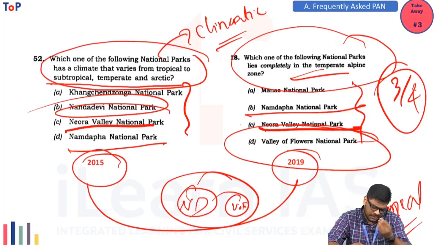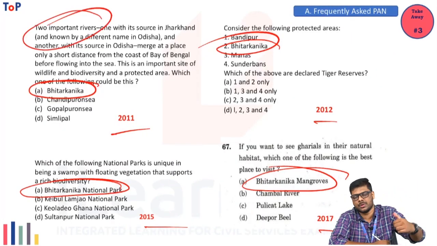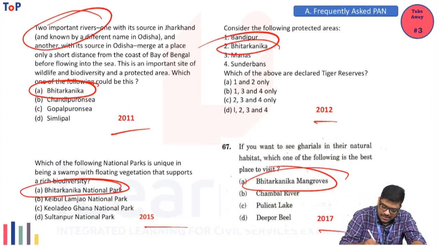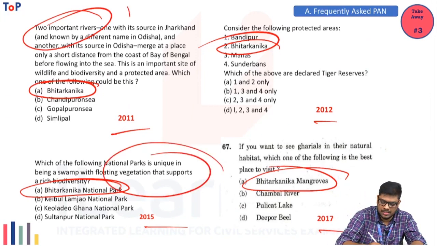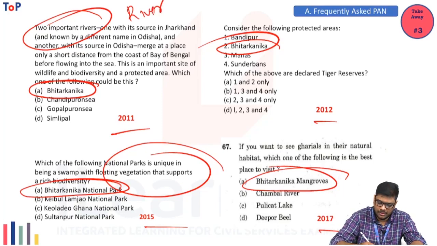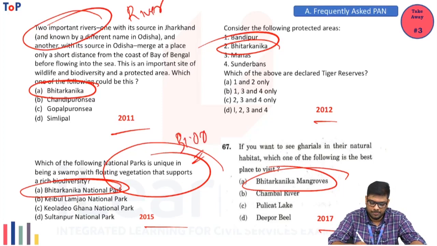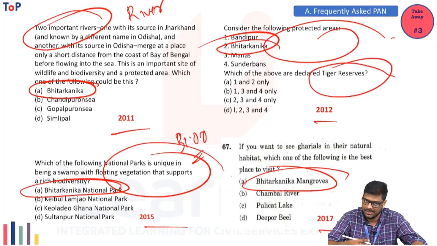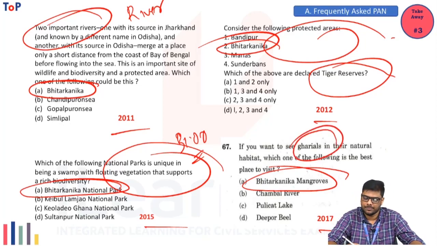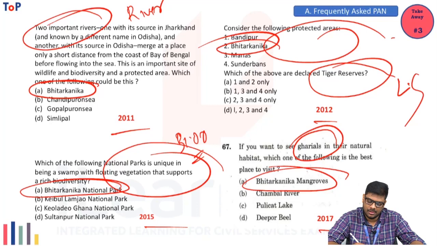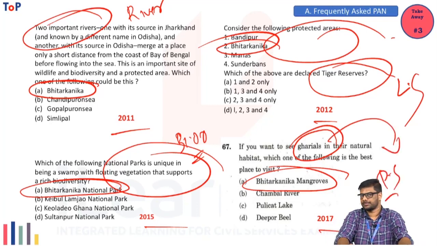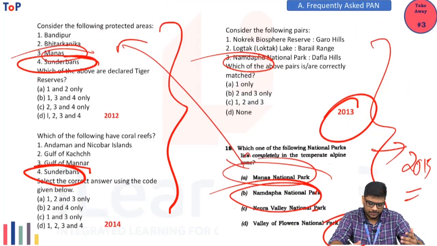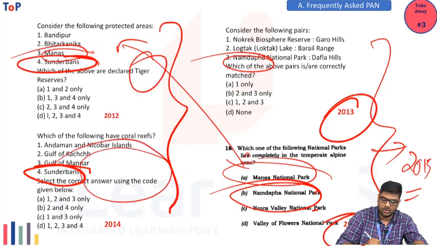And in this question, UPSC asked about rivers crisscrossing the national park. Here UPSC asked about the biodiversity. Here UPSC asked about the legal status, whether it is a tiger reserve or not. And here UPSC asked about the protected species. Getting it? And also here again tiger reserve, the same question, and here UPSC asked about the biodiversity, coral reef.